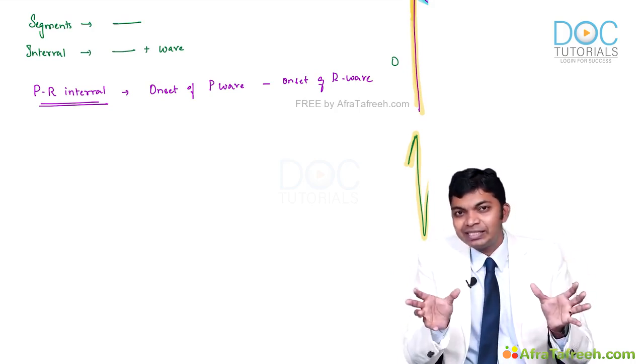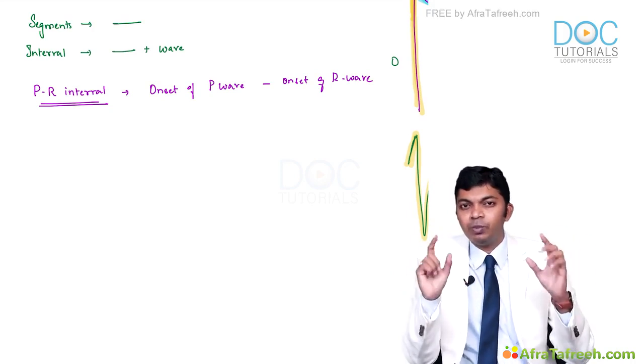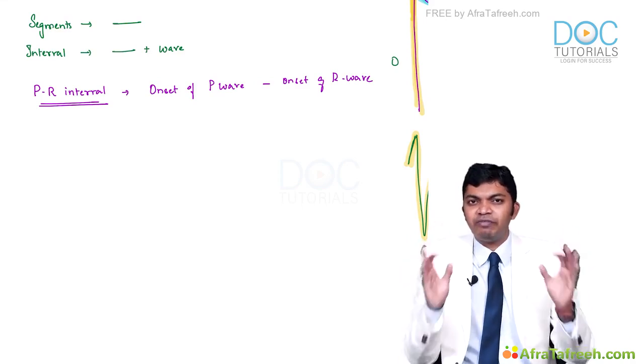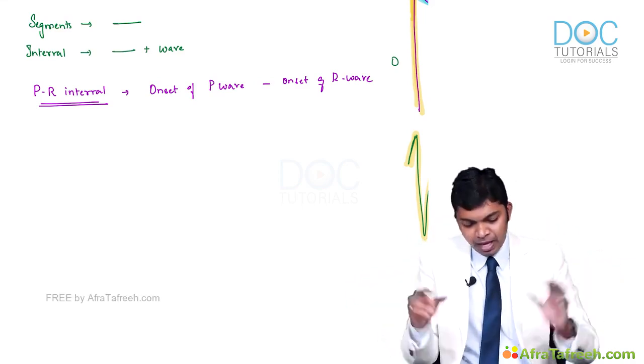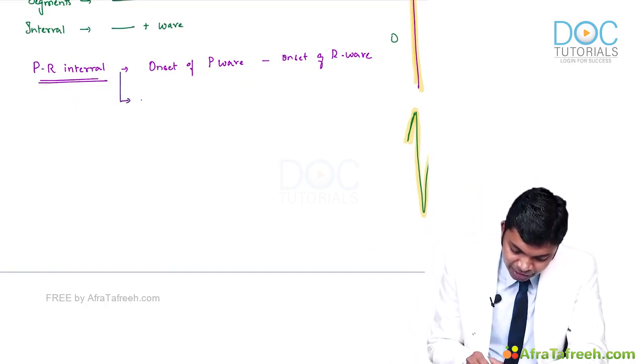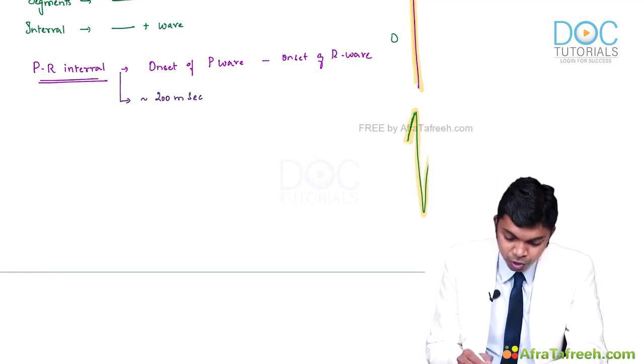Because of this inconsistency, we are not referring to it as the PQ interval; we call this the PR interval, because the R wave is a solid wave, the most definite wave, right? So the duration of the PR interval is about 200 milliseconds.